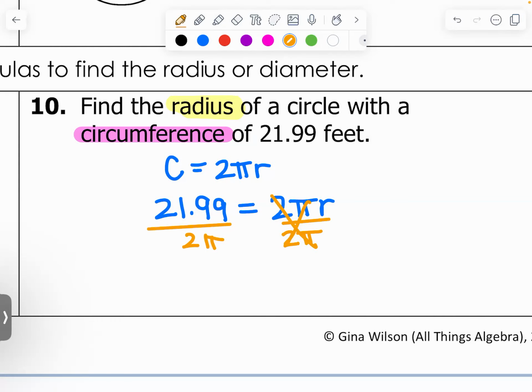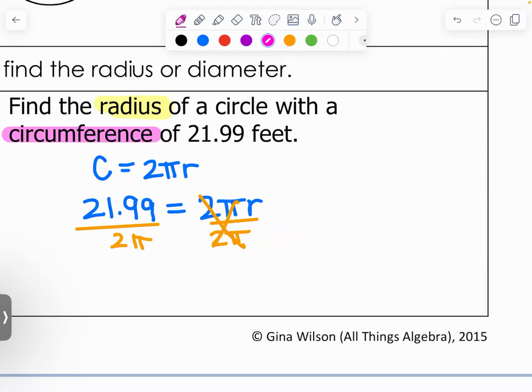Here's the deal, people. If you put in your calculator 21.99 divided by 2 times pi, your calculator is going to take 21.99 divided by 2, and then it will multiply that quotient by pi. Is that what you want? So if you have a product that you are dividing by, you need it to be in parentheses so that the order of operations will be correct. So please type this in, but when you have a product you're dividing by, it needs to be in parentheses.